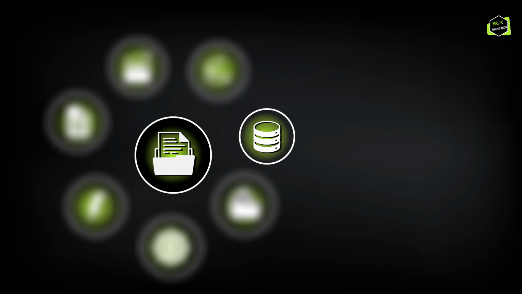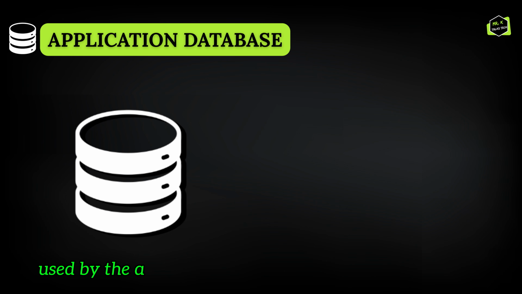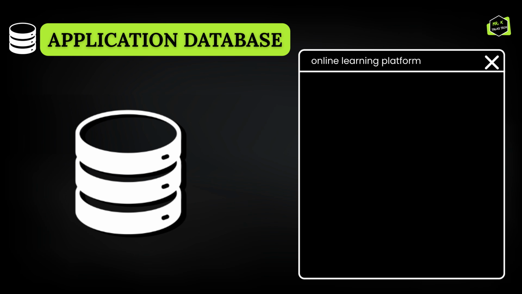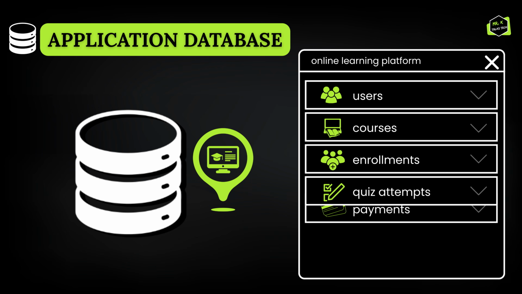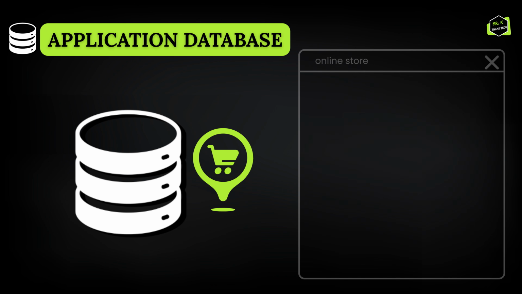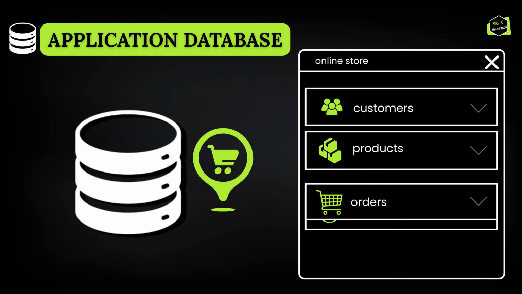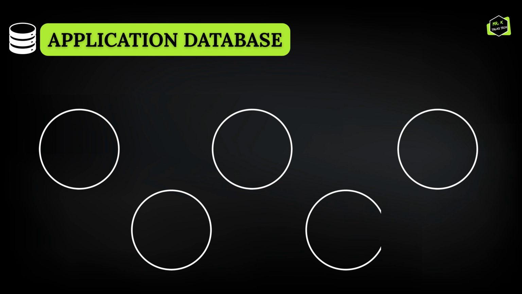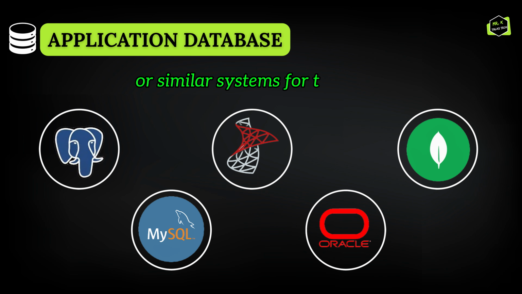The first and most common source is the application database. This is the database used by the actual product. If you are working with an online learning platform, this database may store users, courses, enrollments, quiz attempts, payments, and certificates. If you are working with an online store, it may store customers, products, orders, and refunds. Most teams use databases like PostgreSQL, MySQL, SQL Server, Oracle, MongoDB, or similar systems for this.